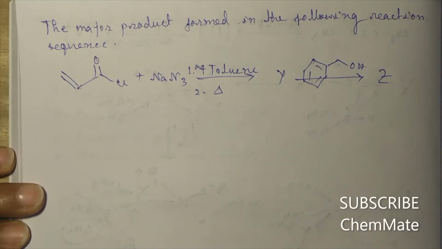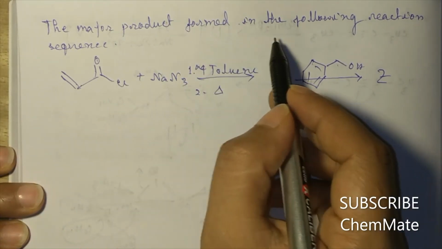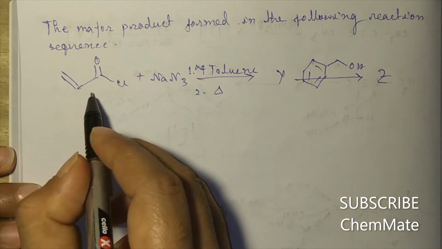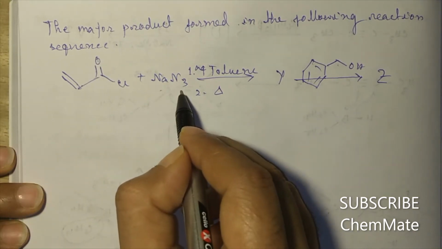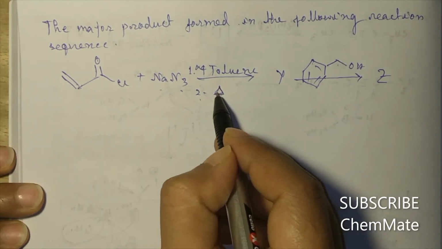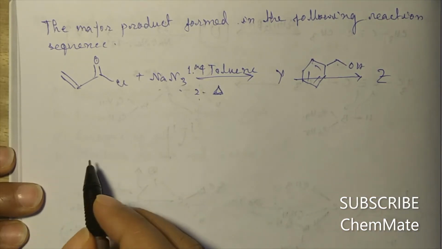Hi guys, so we are continuing the GATE 2017 paper. Next question was the major product formed in the following reaction sequence. So here an acyl chloride reacts with NaN3 in aqueous toluene, then second heating condition, then benzyl alcohol. So what will be the product?